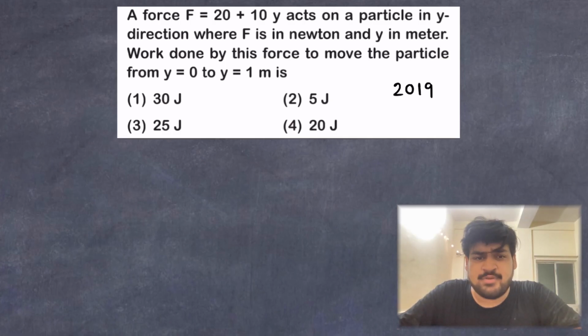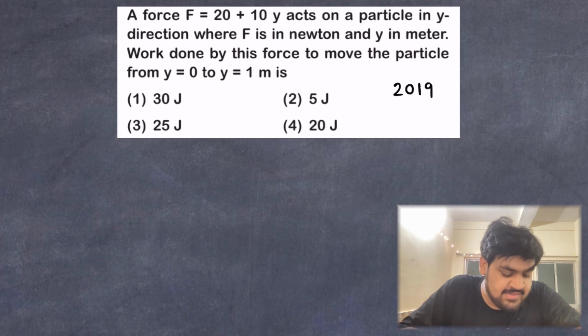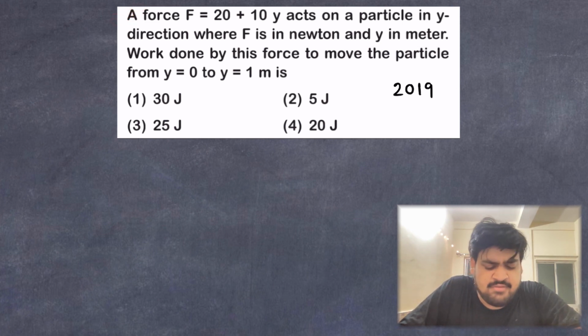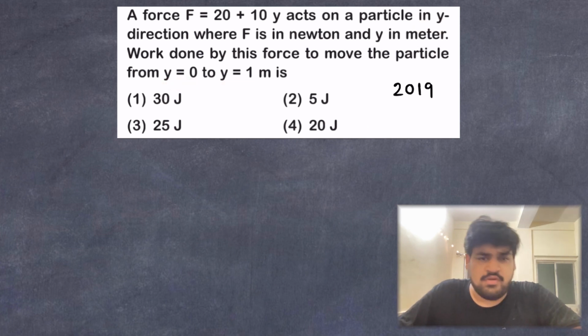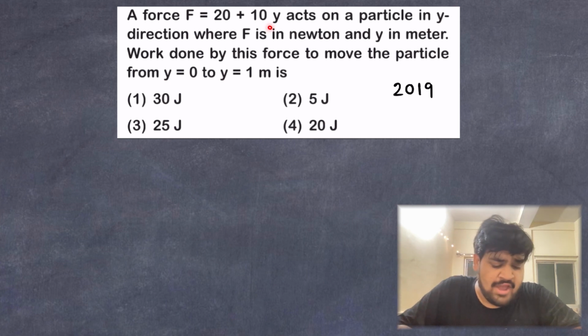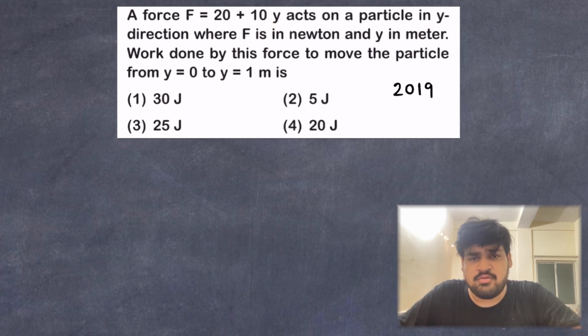So over here let us proceed with the first question. It is given that a force of 20 plus 10y acts on a particle in the y direction, where F is the force in Newton and y is in meters. We need to find the work done on the particle from y equal to 0 to y equal to 1. Typically we are used to solving using the x variable, but over here the y variable is given, so this might cause a fuss among some of you. So see how we'll deal with that.